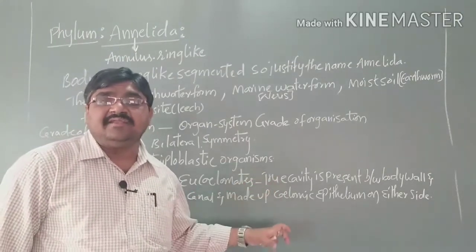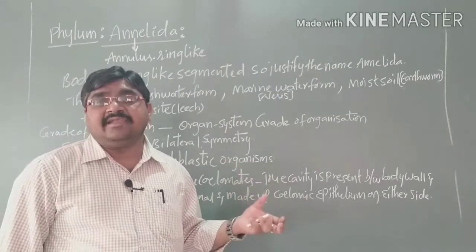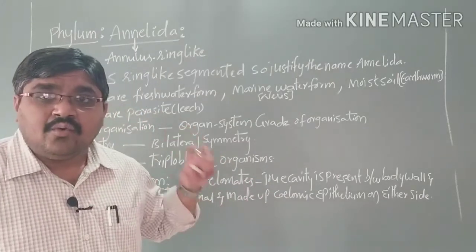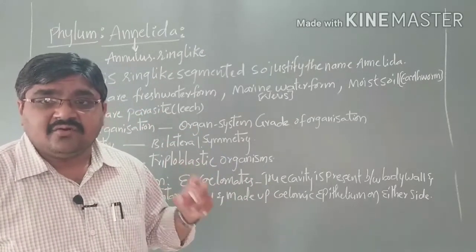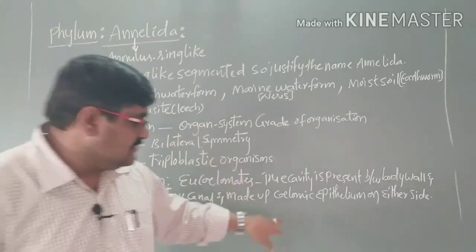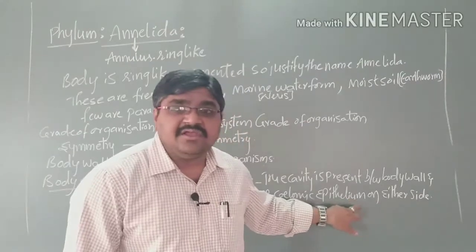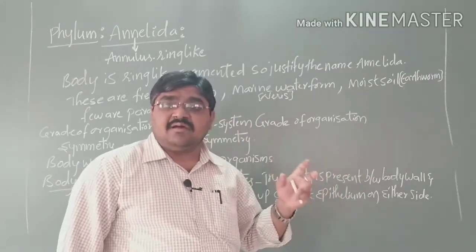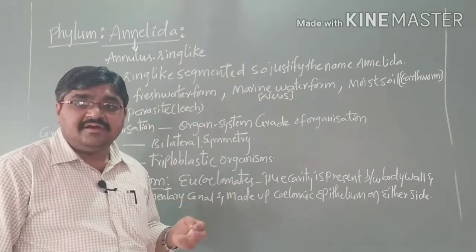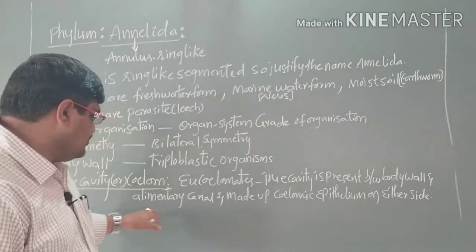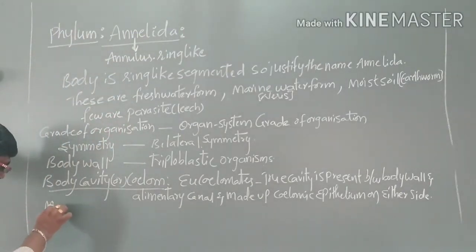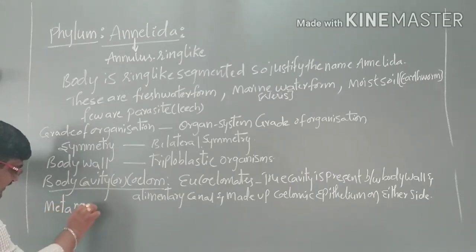So we can call them eucoelomates or coelomate organisms. This is the first phylum which consists of a true body cavity. It is made up of coelomic epithelium on either side of the cavity. And here it shows metamerism in the body.